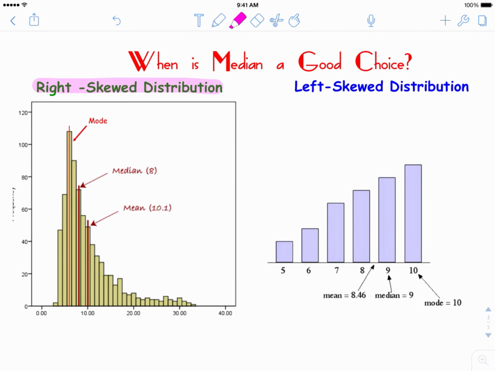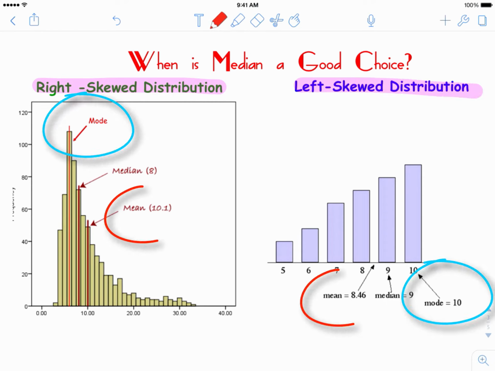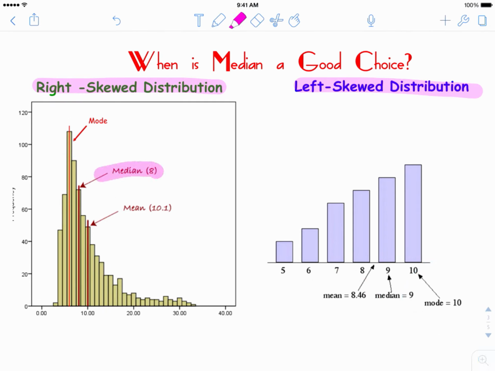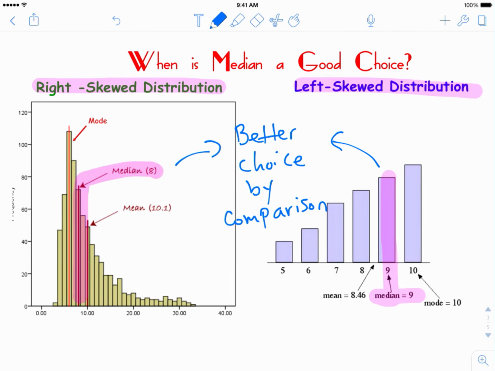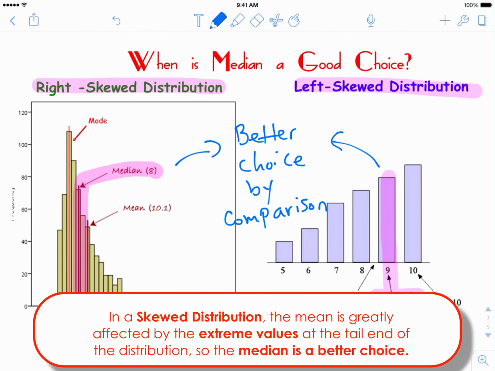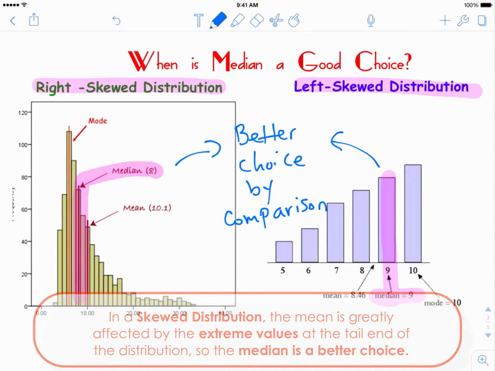In this left and right skewed distribution example, notice how both have the mode at this end and the mean is being dragged in the direction of the skew. In these situations, the median is considered to be the best representation of the center location of the data. Since the mean is very sensitive to the data values, the more skewed the distribution, the greater impact the extreme values have on the mean. So the median is a better representation of the center of the data.